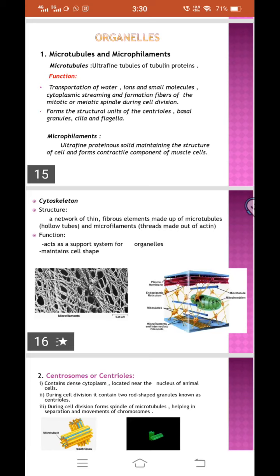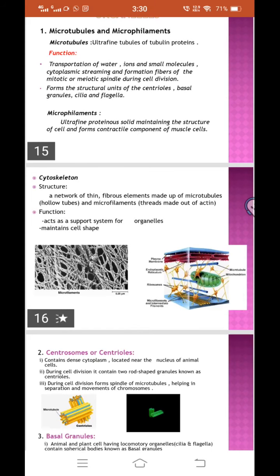Now here, what is the function of the microtubule? Now again they have the small aperture, they have the small tube like structures. ठीक है, so they are used for the transportation of water, they are used for the transportation of ions or the small molecules, they are used for cytoplasmic streamings, and they are used for the formation of fibers of the mitotic and meiotic spindle during the cell divisions.